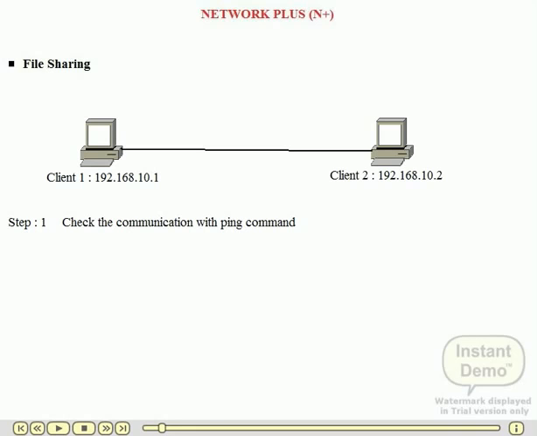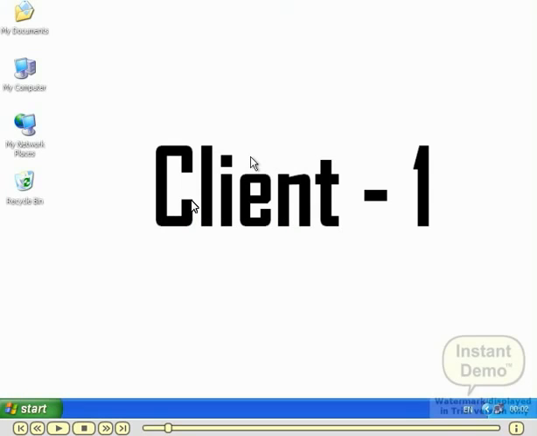In step 1, first of all we check the communication between client 1 computer and client 2 computer. For that we use the ping command. In client 1 computer we run the command ping 192.168.10.2 to check the communication with client 2 computer, and run the command ping 192.168.10.1 on client 2 computer to check the communication with client 1 computer. Perform this step on client 1 and client 2 systems.